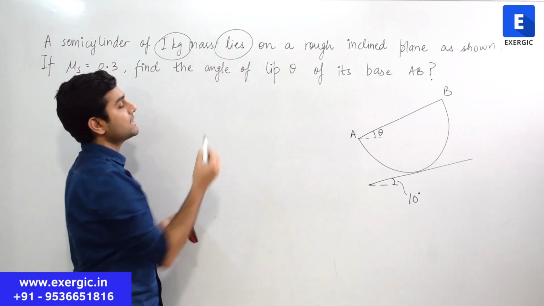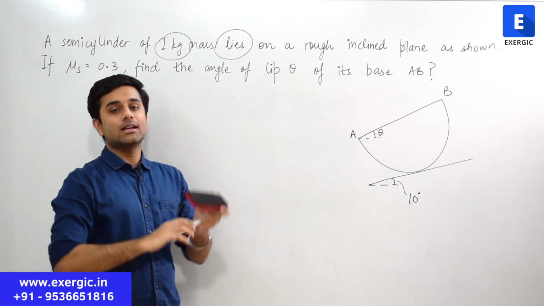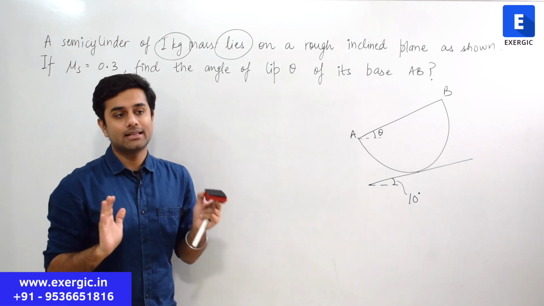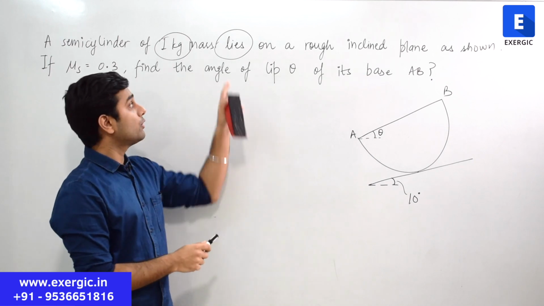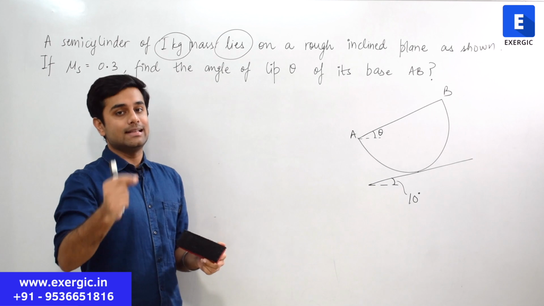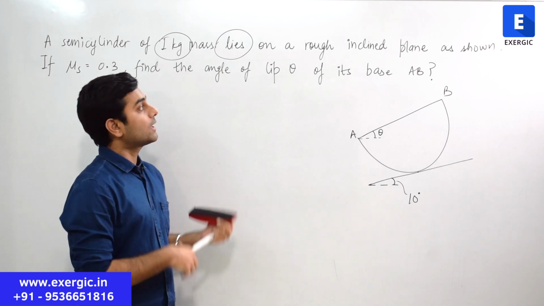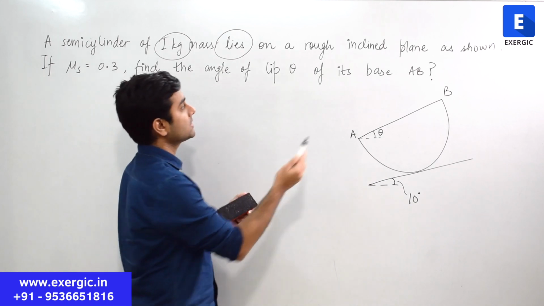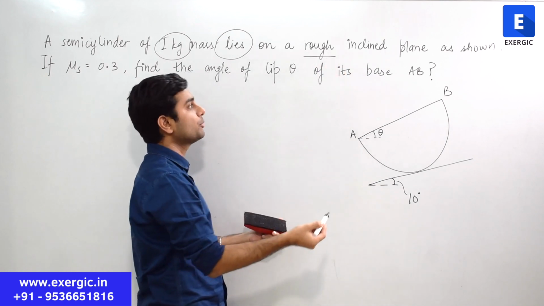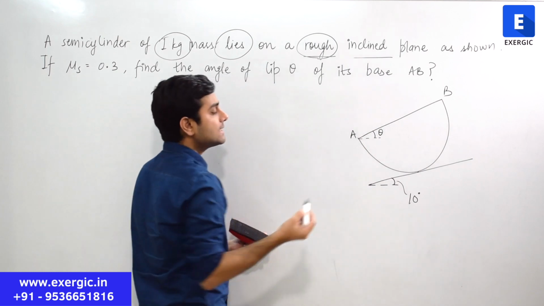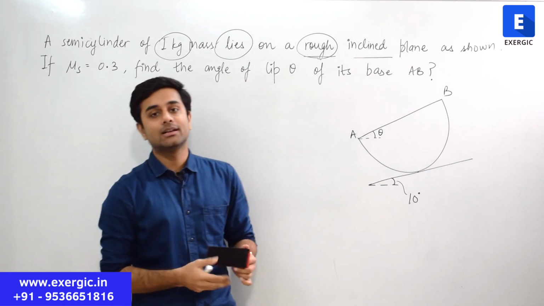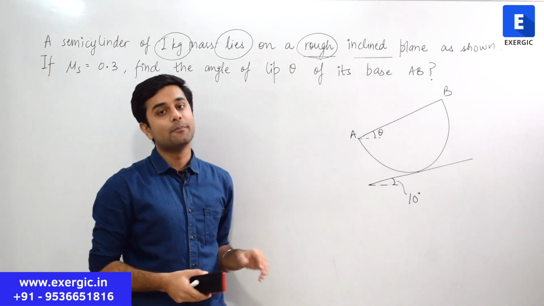Let's cover each and every keyword. "Lies" means it is at rest. It is lying there. It is at rest. So this is a very small keyword, but it tells you something, right? "On a rough inclined plane" means the surface is rough, friction is going to be present there, and it is an inclined plane. As we can see, we have an angle of inclination of 10 degrees.